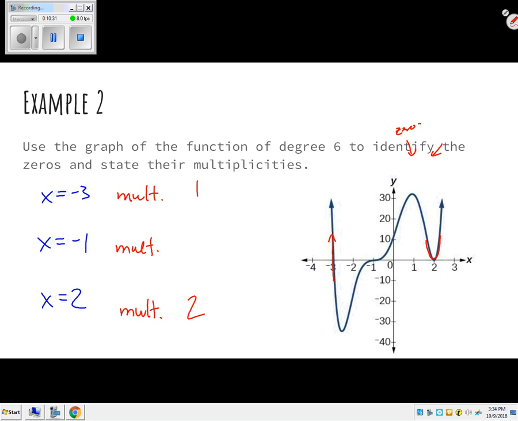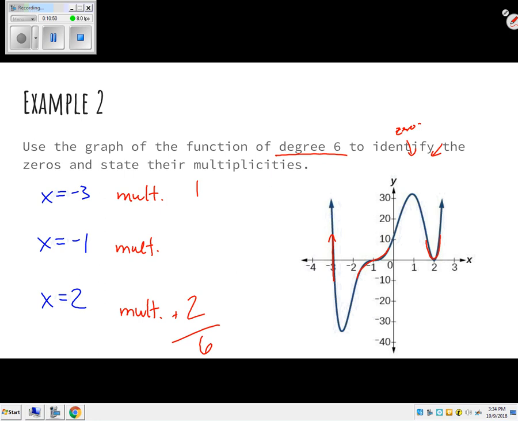Now, something weird happens at -1. Keep in mind the degree has to be 6. So if I add up all my multiplicities, I should get a total of 6. However, I see that it does cross it. So I'm first of all thinking odd number. But I have to go up a little bit higher than 1.